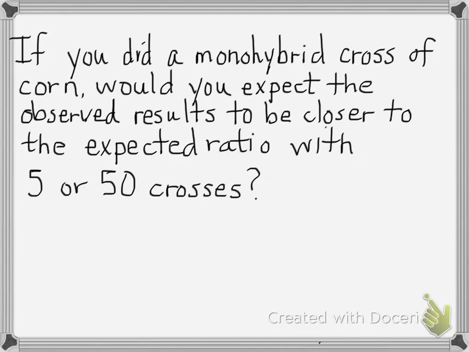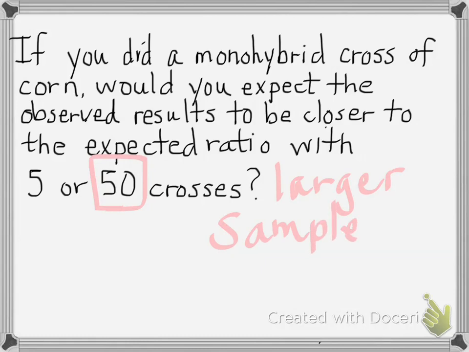If you did a monohybrid cross of corn, would you expect the observed results to be closer to the expected ratio if you did 5 crosses or 50 crosses? 50 crosses. Because it has a larger data size or larger sample size. We try to get large sample sizes to get rid of randomness. It's the whole concept of getting large sample sizes for research purposes. Tomorrow I'm going to show you some of Mendel's data. He had huge sample sizes, like thousands of pea plants. And that's how he got rid of randomness.